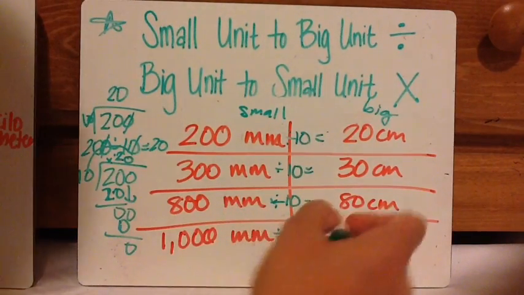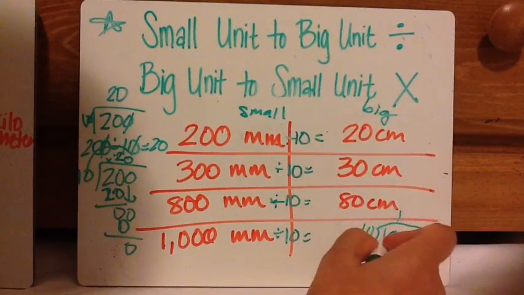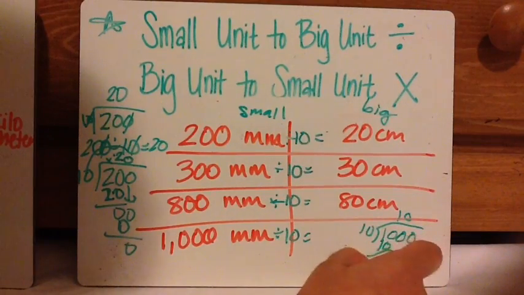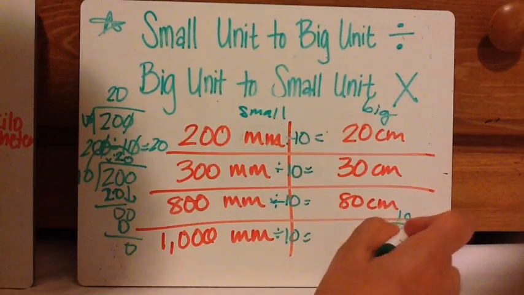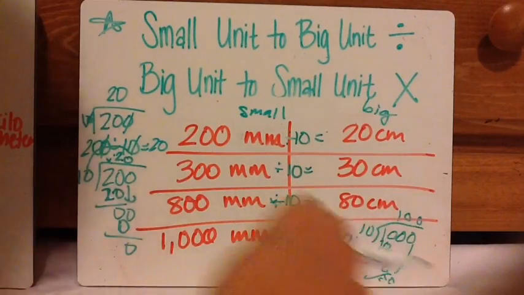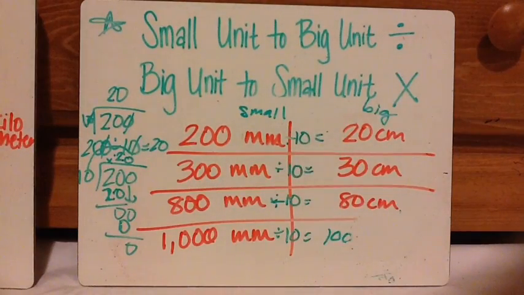So here, 1,000 divided by 10. 10 goes into 10 once. 10 goes into 0, 0 times. Bring down the 0. 10 goes into 0, 0 times. 100 is your answer. You just got to be careful with the metric system when you're dividing by tens and hundreds, because you've got to keep track of your zeros.